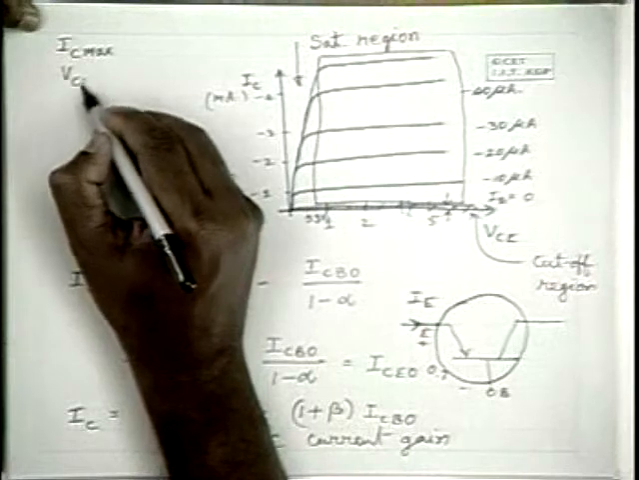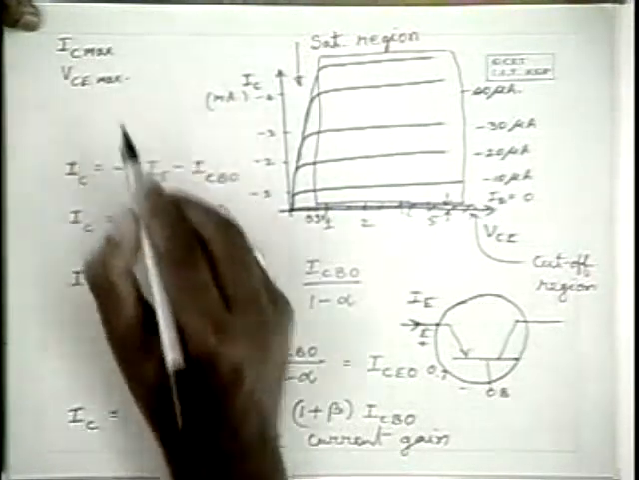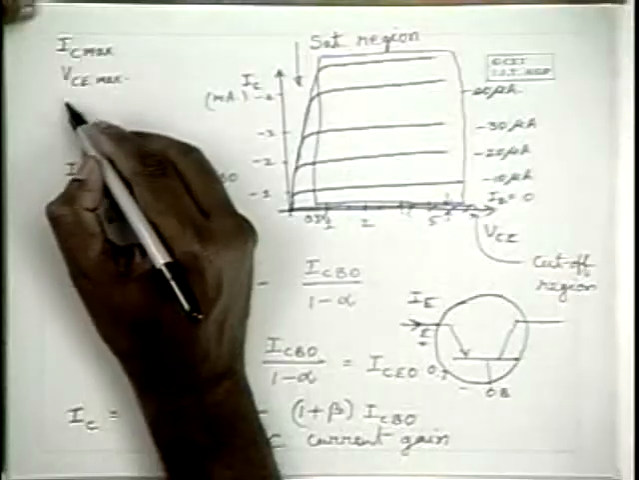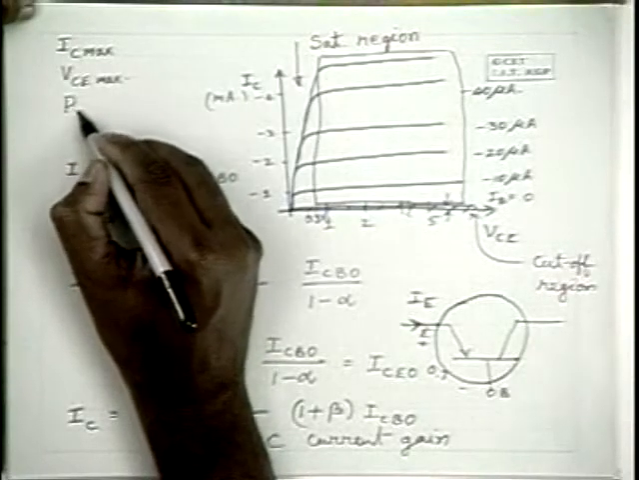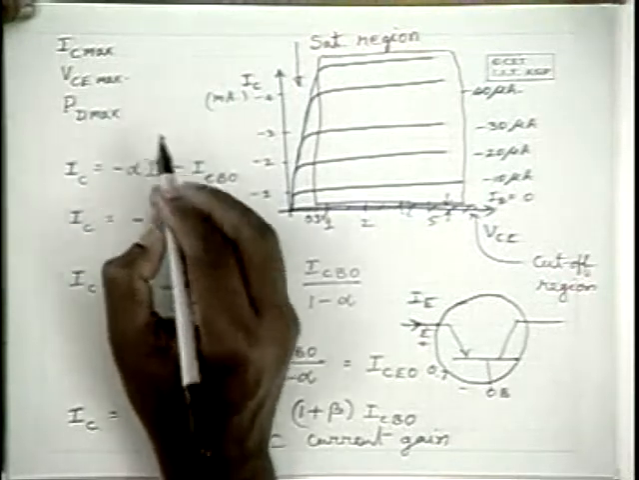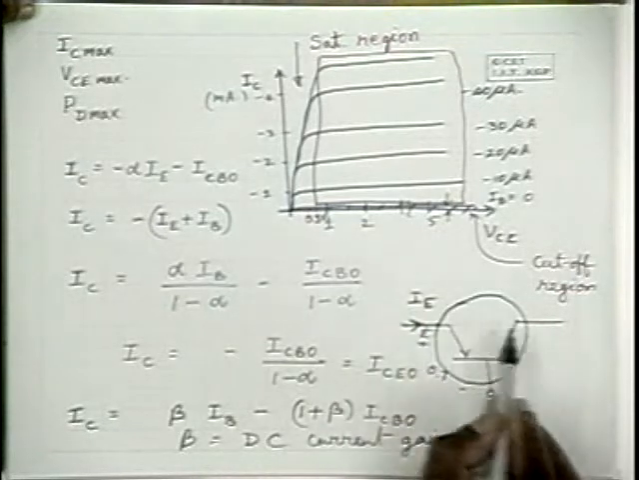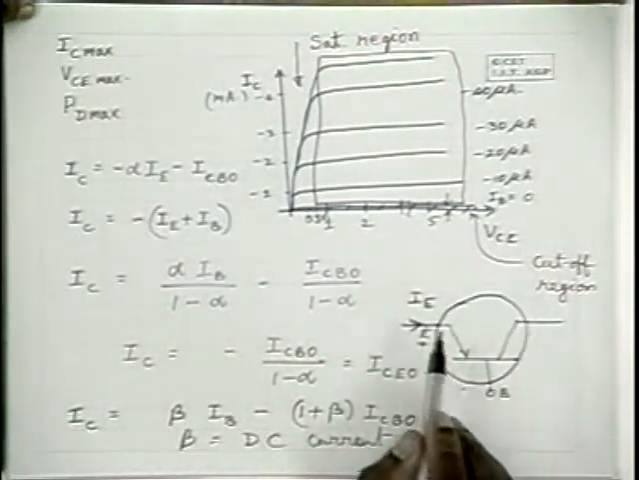Similarly, you have VCE maximum, the maximum collector to emitter voltage, which may be say 30 volts for a particular transistor. That means VCE should never be operated above 30 volts. There is another specification, power dissipation, PD max. In a junction transistor, the power dissipation is approximately equal to the collector current times the collector to emitter voltage.